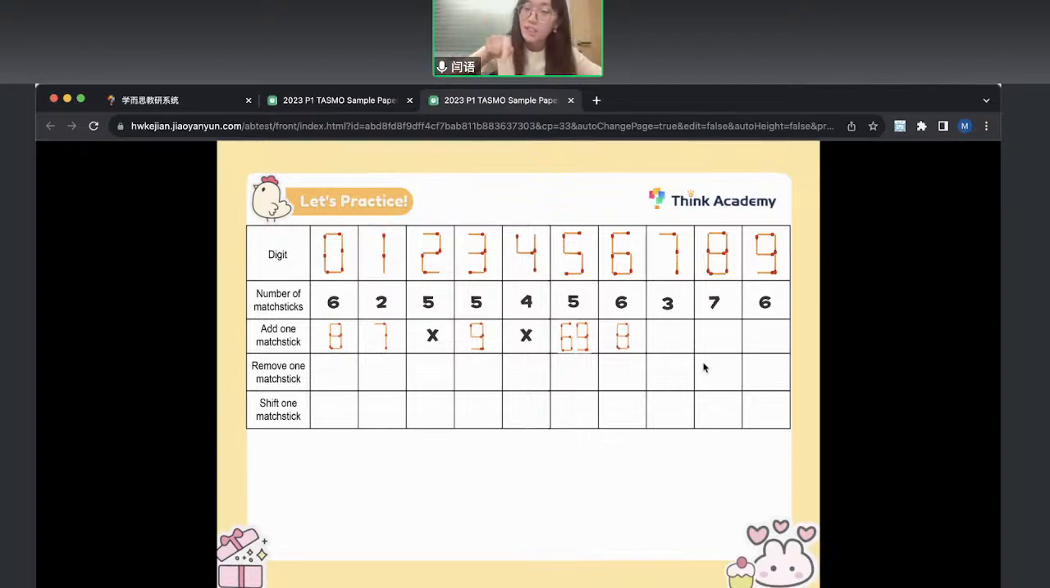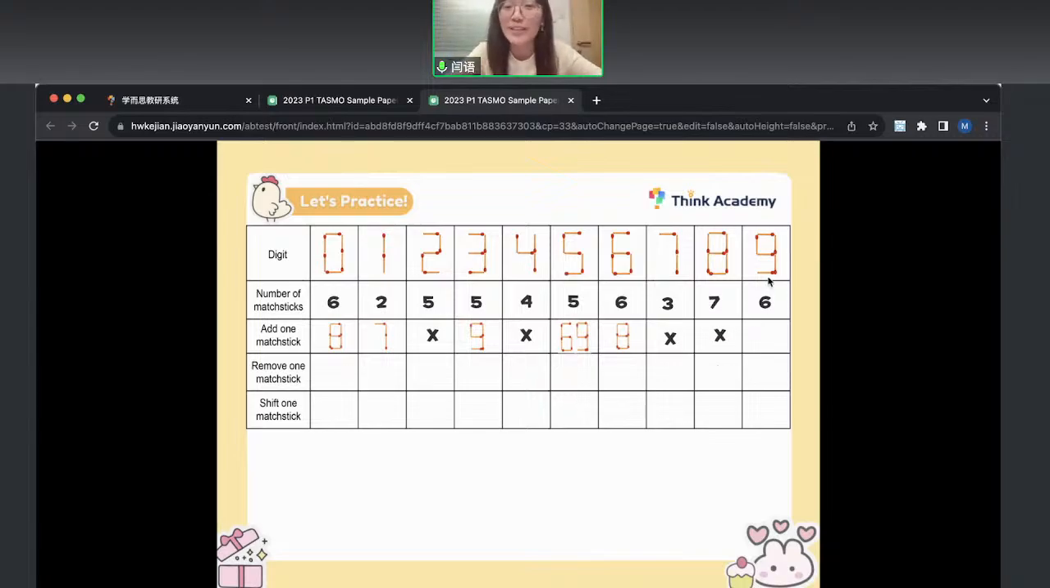Digit 7. We need 3 matchsticks to form a 7. And what if I want to add one more matchstick? What number can we get? Good job. Again, nothing. Okay, next one. What about 8? I think this one is super easy, right? 8, you see why? It is so full. So nothing.